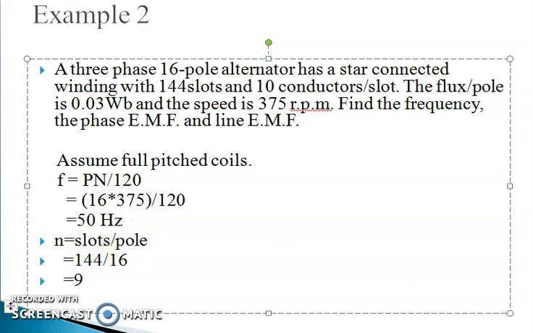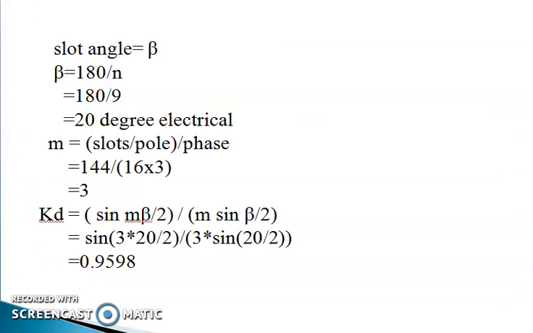In the next slide, we'll go to the slot angle beta. The beta formula is 180 by n, where n is calculated as 9. So we got beta as 20 degrees electrical. From this we can calculate m now. Slots per pole per phase is equal to 144 divided by 16 into 3. We got 3 as the m.